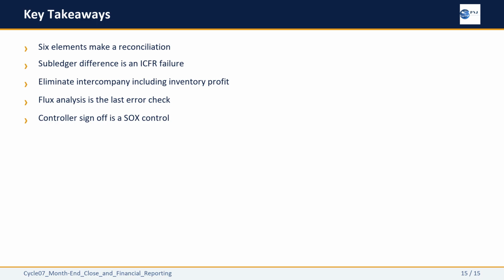The adjusted trial balance review and flux analysis are your last chance to catch errors, and the controller close sign-off is a SOX key control. The 16 close entries then bring the books to their reportable state. Next, you will use this trial balance to prepare the financial statements.